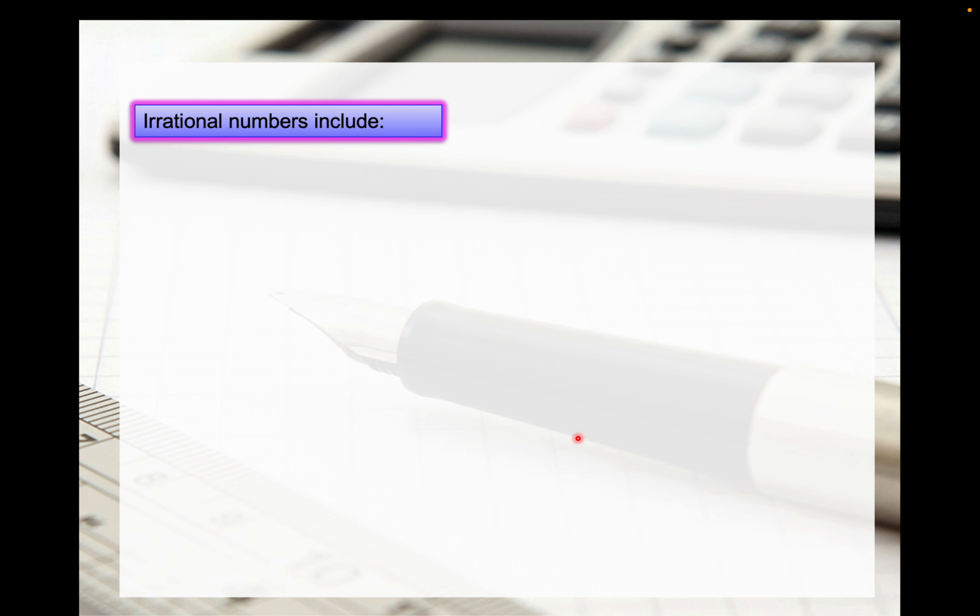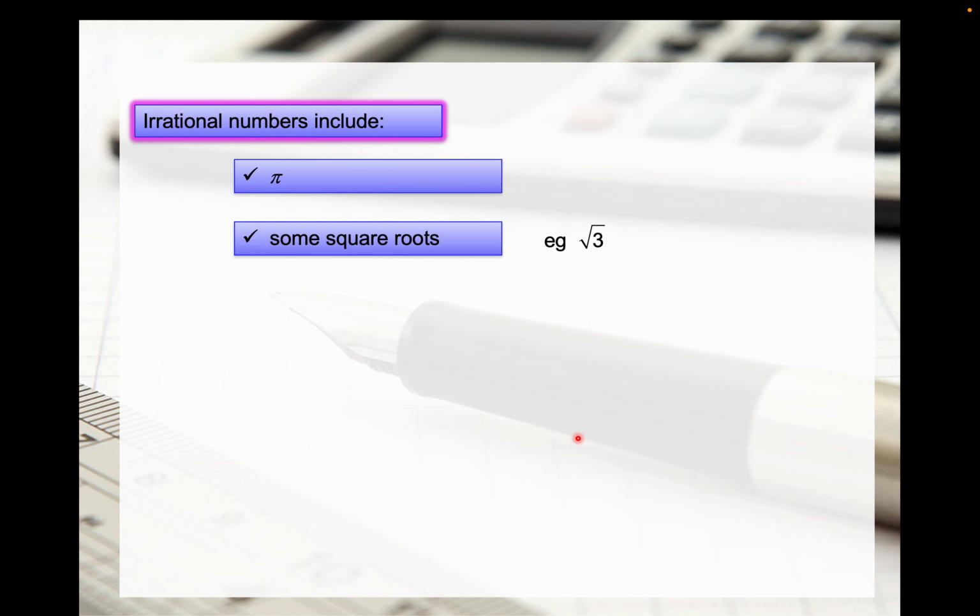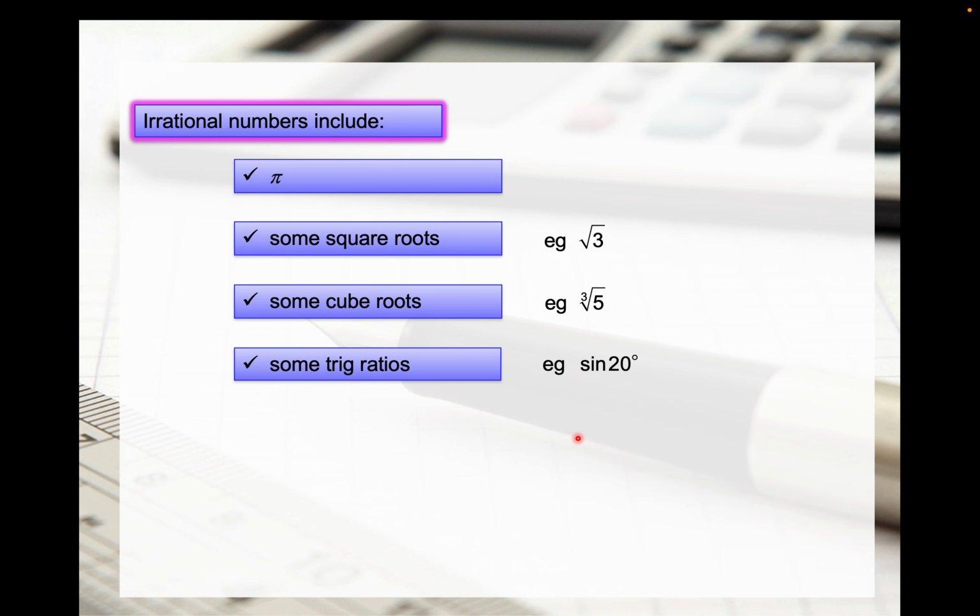When it comes to irrational numbers, one is pi. We said we cannot show it as a fraction. As you know, pi is not a recurring decimal and it goes to infinity, so we don't have a way to show it as a fraction. Some square roots, those that are not perfect squares or perfect cubes, like square root of 3, cube root of 5, and we have tons of examples. Some trig ratios, okay, sine 20, for example, sine 50, sine 25.